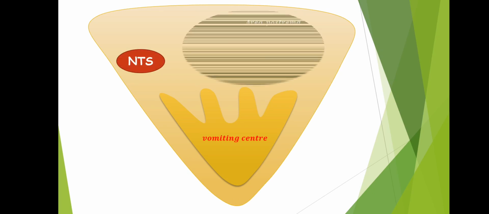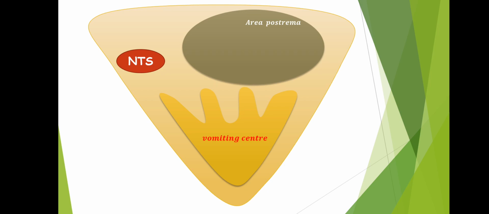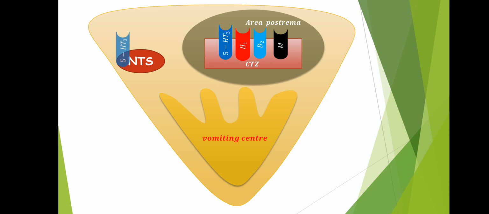Few other structures of the medulla oblongata are these. This is the nucleus tractus solitarius. This is the area postrema, and on the area postrema we have got the chemoreceptor trigger zone. So here on the chemoreceptor trigger zone, we can find various receptor binding sites such as the 5-HT3 receptor, H1 receptor, D2 receptor, even muscarinic receptors. These are all the receptors present on the CTZ. Okay, even the nucleus tractus solitarius has got the 5-HT3 receptor.